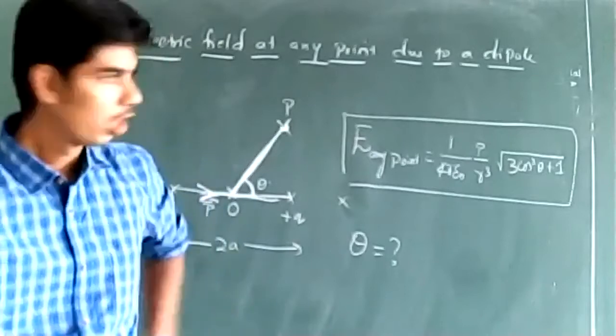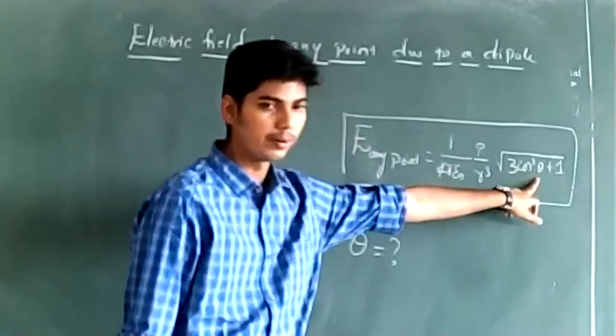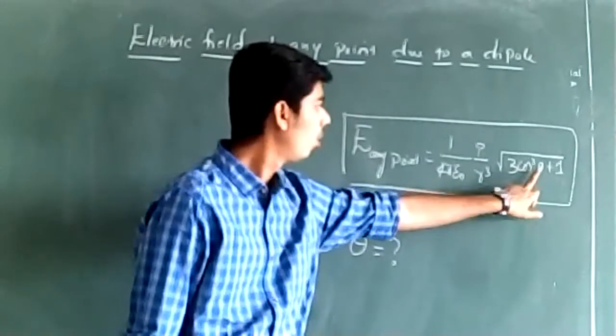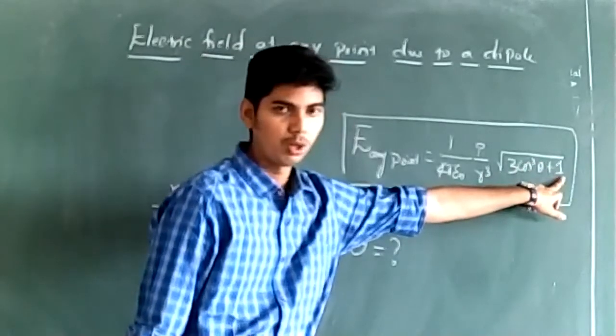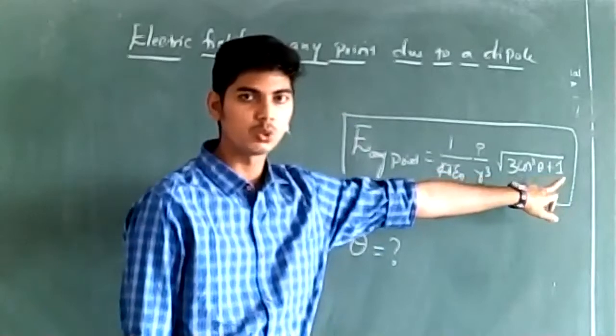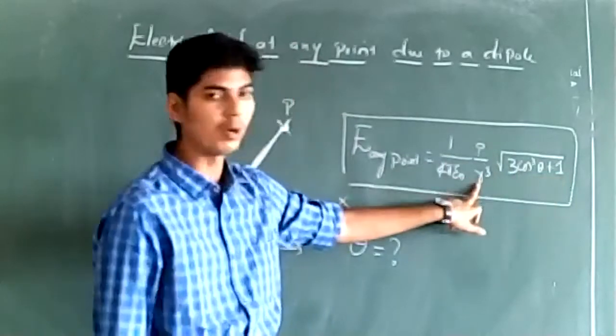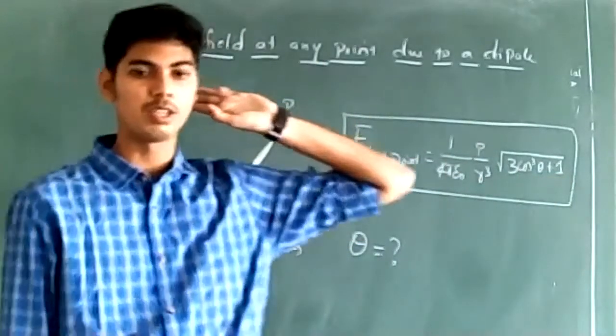0. Cos 0 is 1. 1 into 3 is 3. 3 plus 1, 4. Square root of 4 is 2. 2p by 4 pi epsilon r cube. That is the electric field at a point on the axial line.